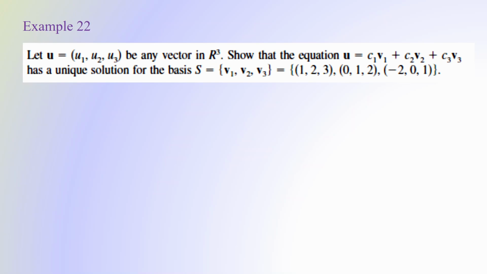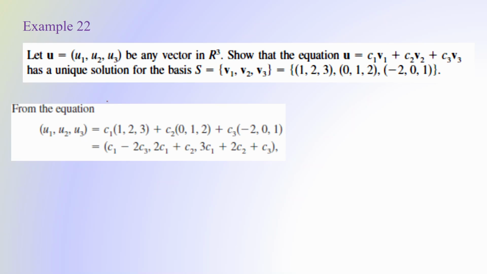Now consider this example. Suppose u = (u1, u2, u3) be any vector in R3. We want to show that the equation u = c1 v1 + c2 v2 + c3 v3 has a unique solution. So that means when you write down u as a linear combination of v1, v2, v3, then it is unique. So here v1, v2, v3 are given by these vectors. To prove that, we take a linear combination. So (u1, u2, u3) is written as a linear combination of the given vectors v1, v2 and v3.